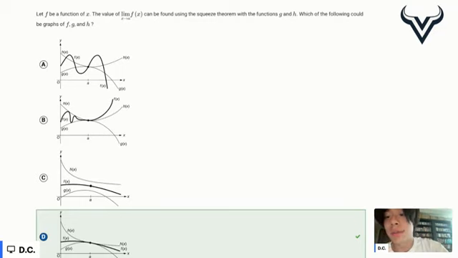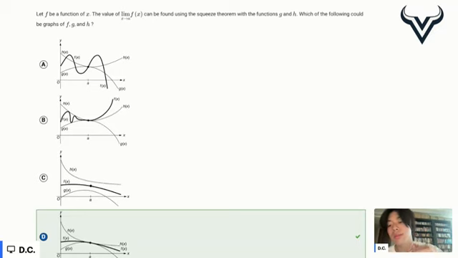The last common type of question gives you a lot of graphs and asks you to interpret the graph, or asks which graph is correct. Here is a question I pulled from AP Classroom: let f be a function of x. The value of the limit as x approaches a of f of x can be found using the Squeeze Theorem with the functions g and h. Which of the following could be the graphs of f, g, and h?